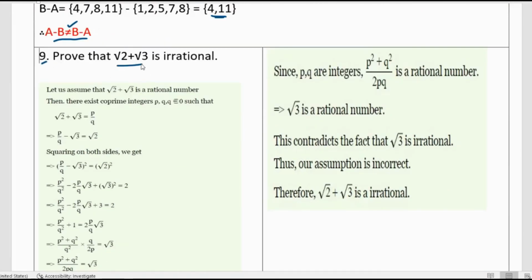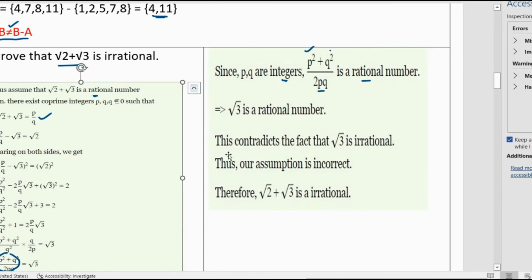Ninth question, prove that root 2 plus root 3 is irrational. To prove root 2 plus root 3 is irrational, we first assume that root 2 plus root 3 is rational. We know a rational number is p by q, and squaring on both sides, we get (p square plus q square) by 2pq, which is nothing but rational. If the left side is rational, obviously root 3 should also be a rational number. But this contradicts our assumption that root 3 is irrational. Therefore, our assumption is incorrect. Therefore, root 2 plus root 3 is an irrational number.